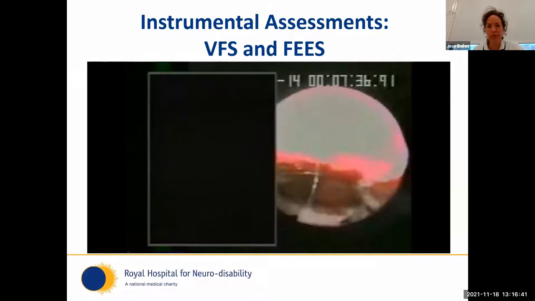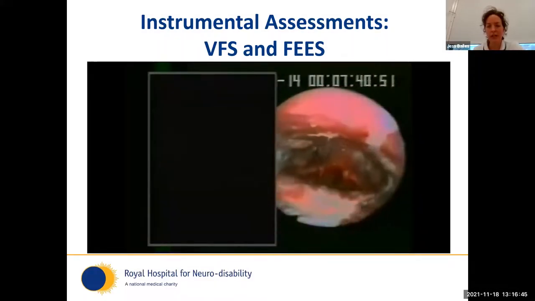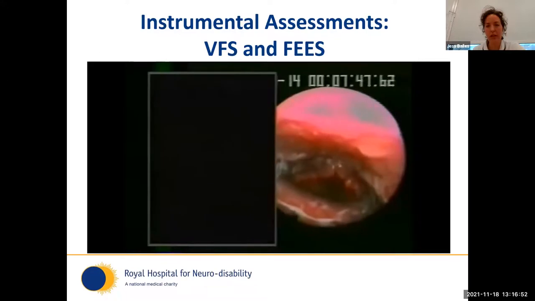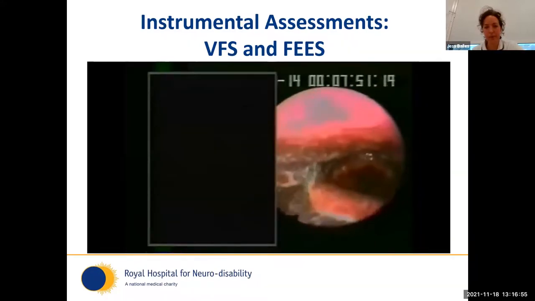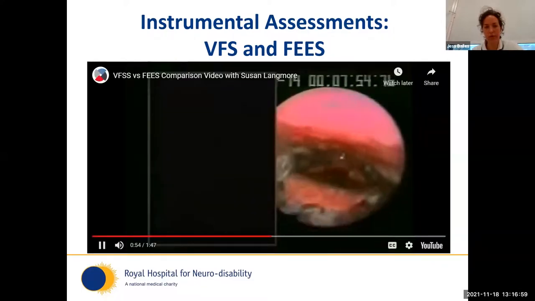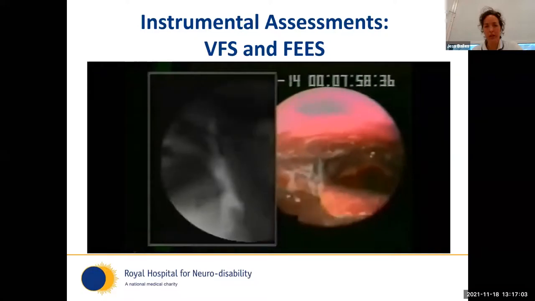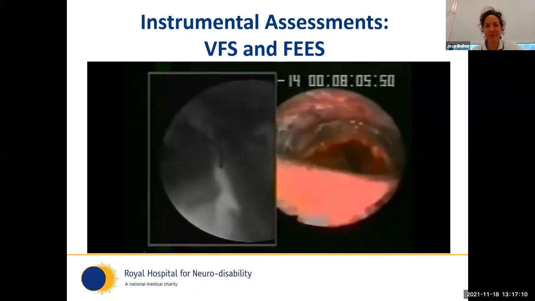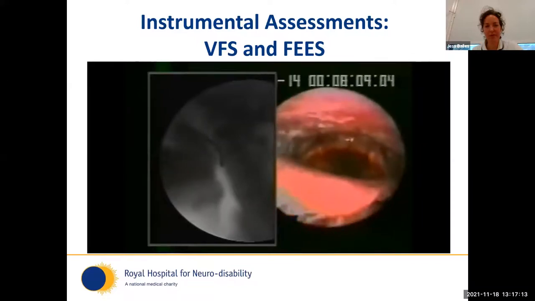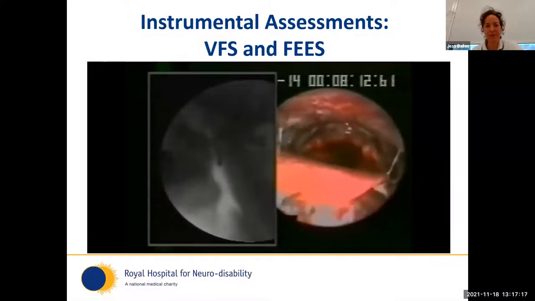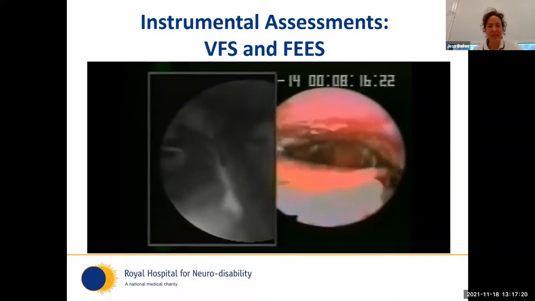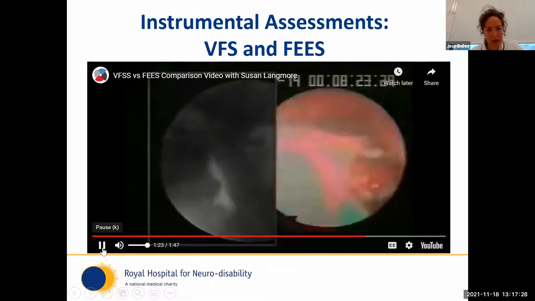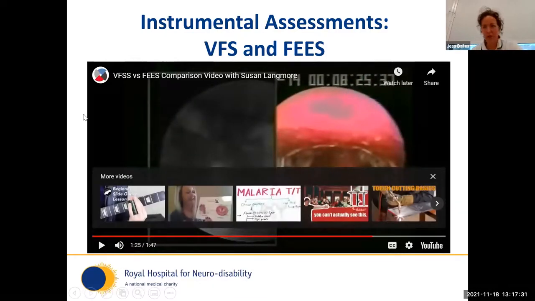If you look on the FEES there, there's a real coating around the pharynx that you don't see on the video fluoroscopy, which I think is interesting. This is the bread and cheese coming. I'm just going to stop it there.